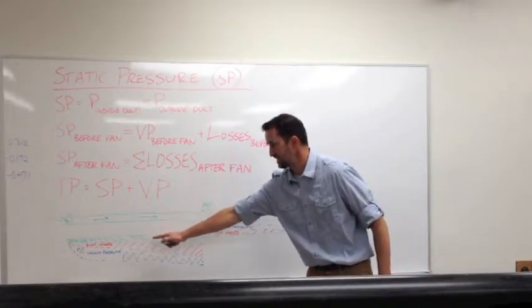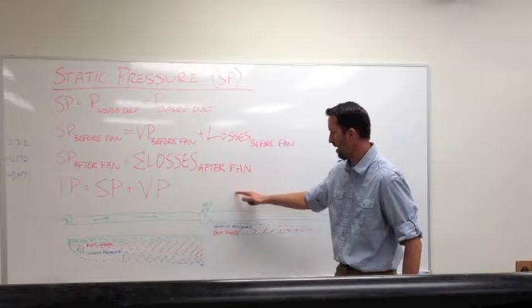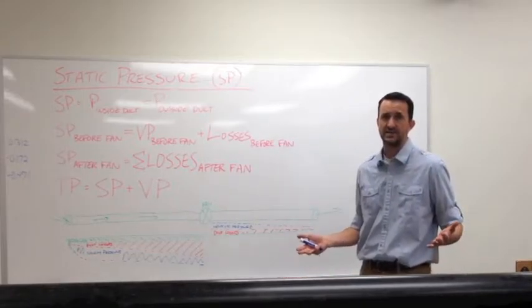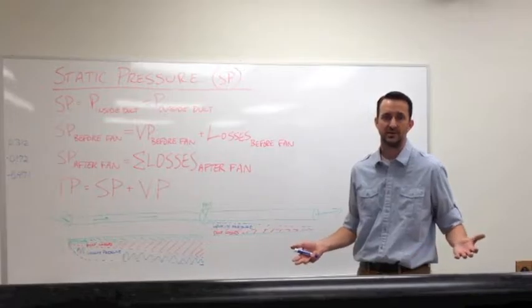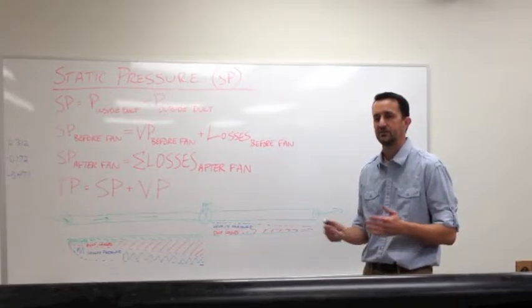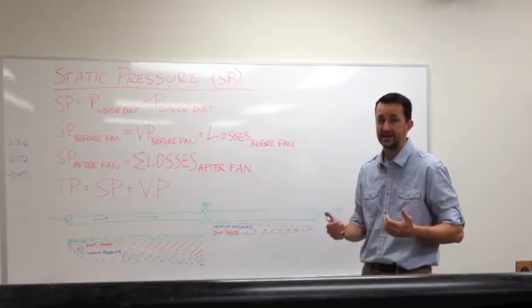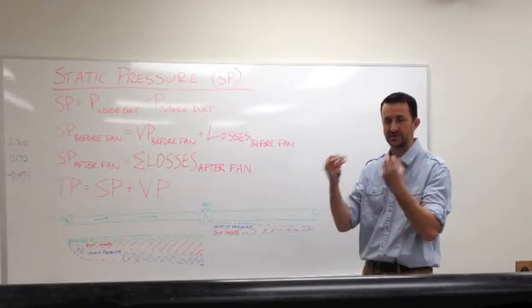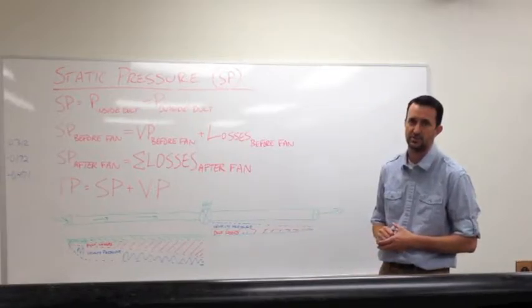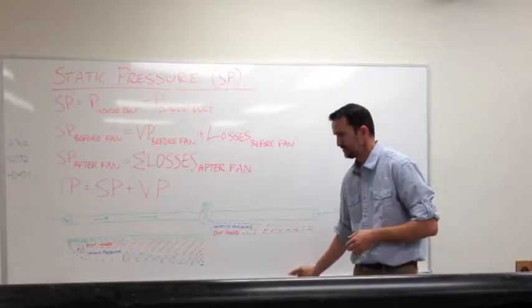So the pressure is negative on this side of the fan, positive on this side of the fan. You can always tell which side is negative and positive just by looking at whether the system is sucking or blowing. Okay? If there's suction, then that's negative pressure. If there's positive blowing against you, then that's the positive side, downstream of the fan.